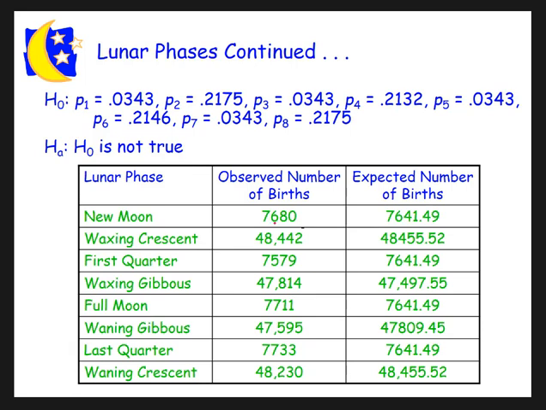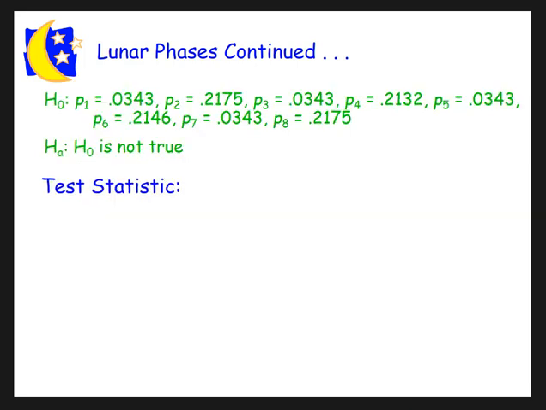So the observed number of births for the new moon was 7,680. If we did the n total, the 222,784 times p1, the 0.0343, we would get 7,641.49. That's actually not too far off from the 7,680. And we do that for each of them. And looking through them, you can see that they're actually relatively close. There's not a huge difference in them. But is that difference, the little bit of a difference we see, large enough to be a significant difference?